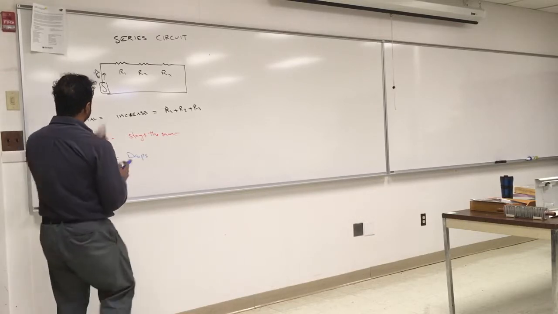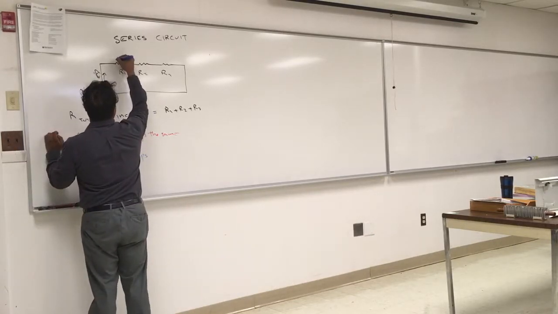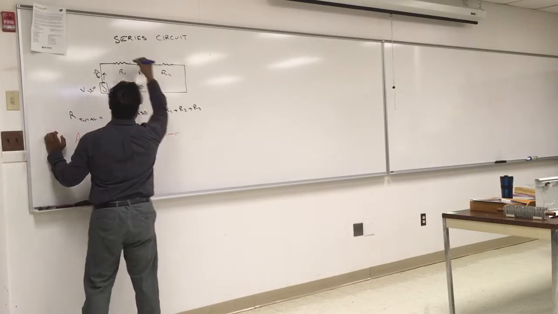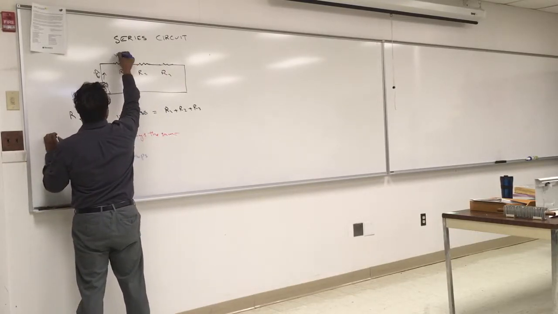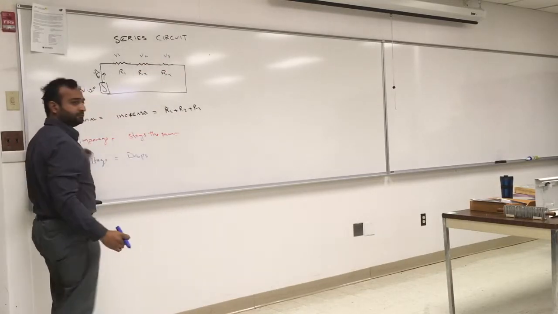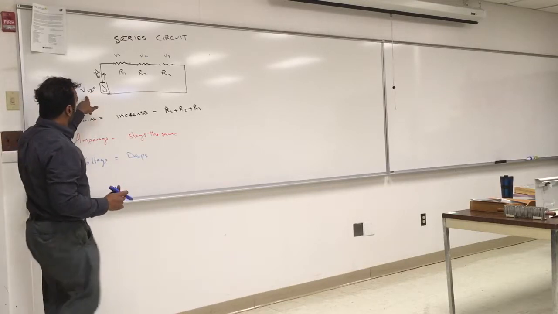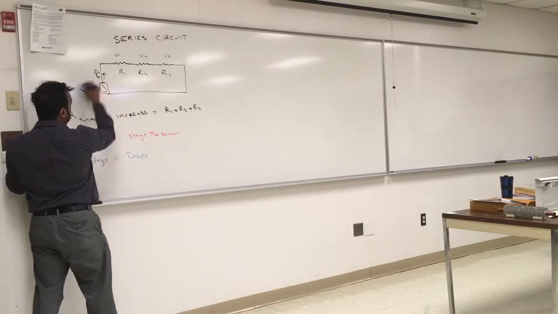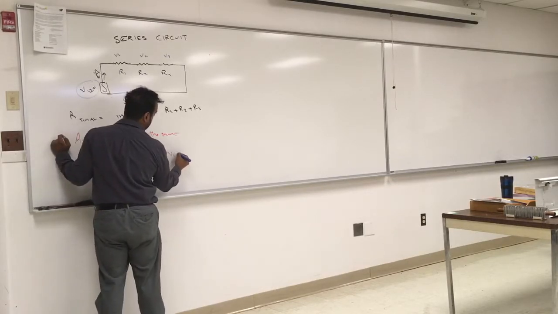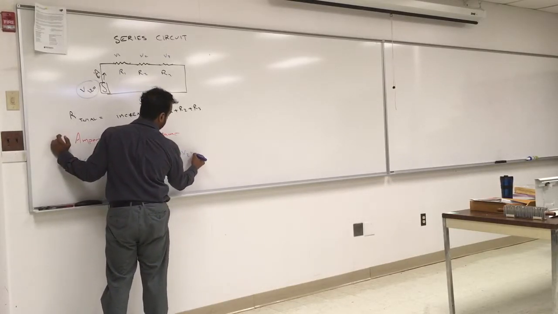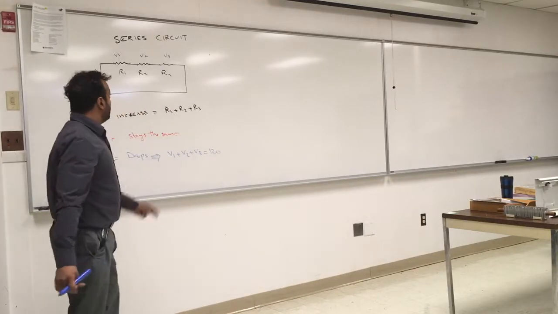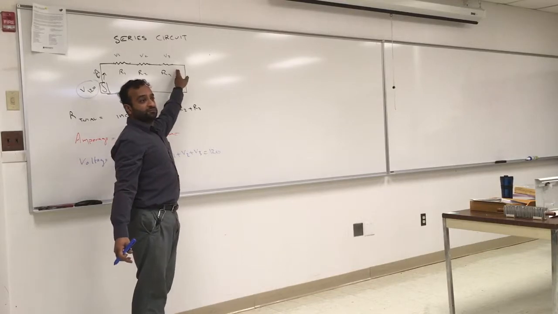Which means if we measure the voltage between here and here, here and here, here and here, let's call this V1, V2, V3. It will drop. So this voltage will be used up. That means that V1 plus V2 plus V3 will equal 120. At the end here, you'll get 0.